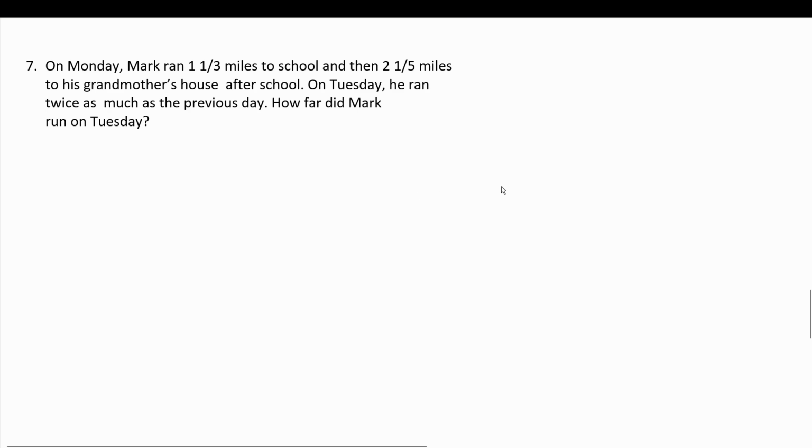All right, number 7 says, on Monday, Mark ran 1 1/3 miles to school, and then 2 1/5 miles to his grandmother's house after school. On Tuesday, he ran twice as much as the previous day. How far did Mark run on Tuesday? So we're going to have to figure out how far he ran in total on Monday. Again, according to the problem, he ran 1 1/3 miles plus 2 1/5 miles. We're adding mixed numbers, as you can see.